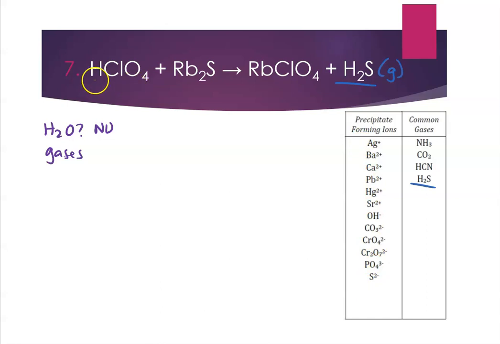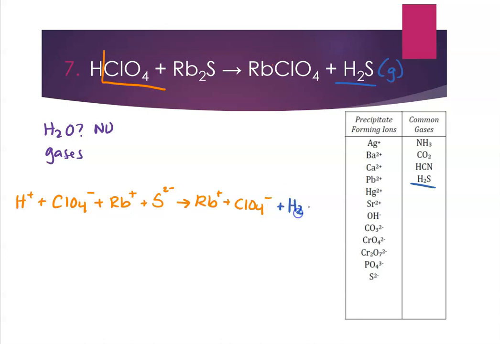So H is a +1 charge, and then all of this is together, so ClO4 is a polyatomic with a 1- charge. Rb is in group 1, so it has a 1+ charge. S is in group 16, so it has a 2- charge. And then Rb again is 1+, and ClO4 is 1-. And then lastly, I have H2S as a gas.